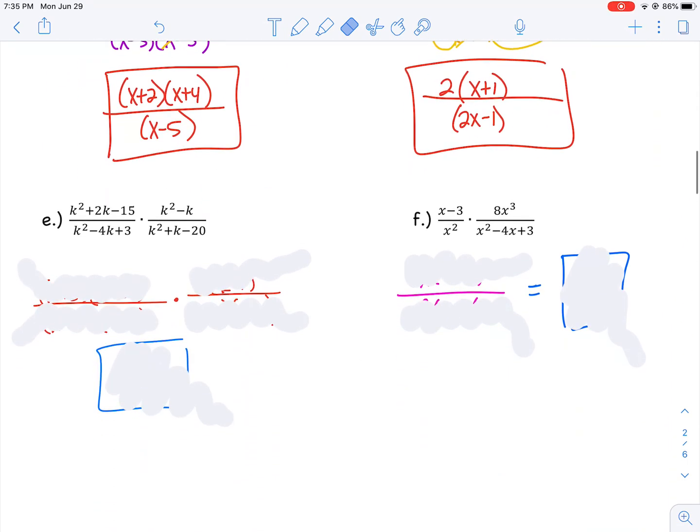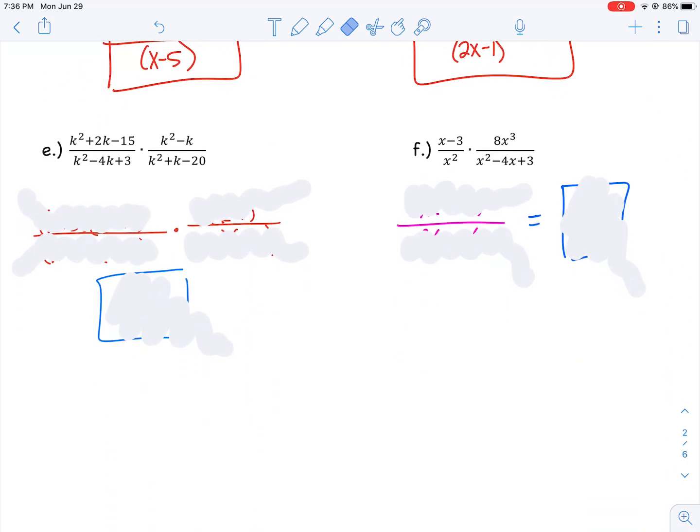All right, let's do some more. Maybe pause the video, factor all of your pieces for E, and then let's put them together and see if we can reduce.